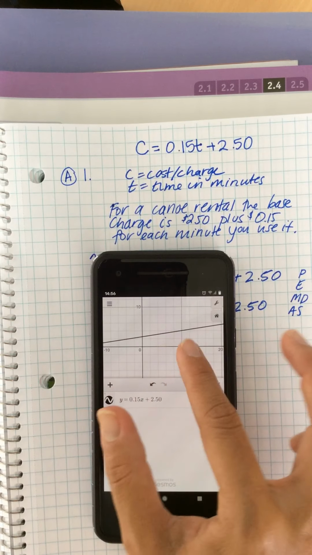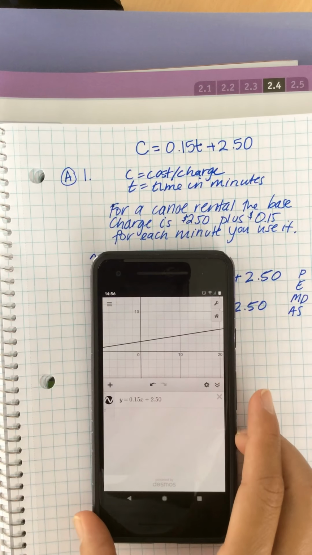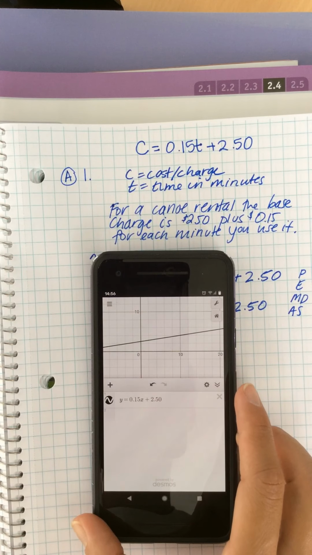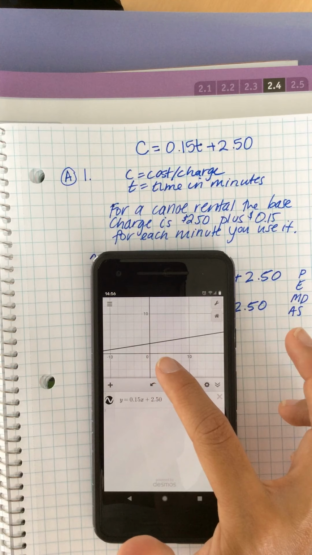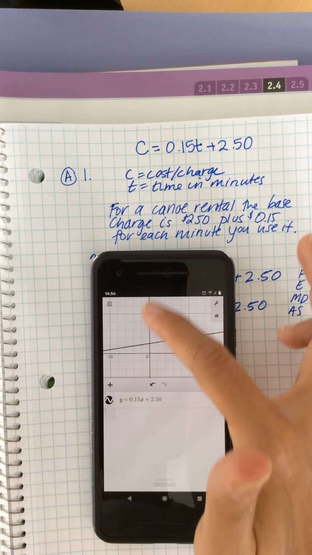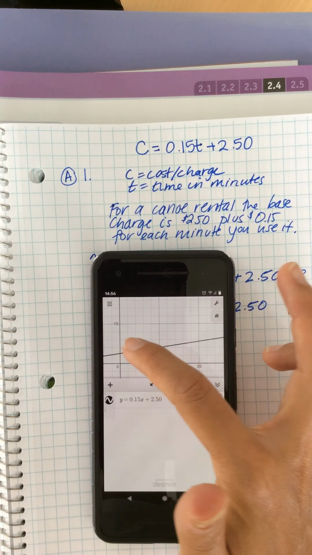Whoops, see if I can move it. So they're trying to ask us, when is the cost $9.25? Okay, so here along the x-axis is how long I've had the rental. And here along the y-axis is the cost, how much this thing costs. So where is it equal to 9.25?